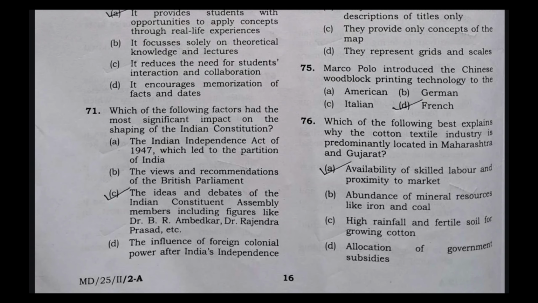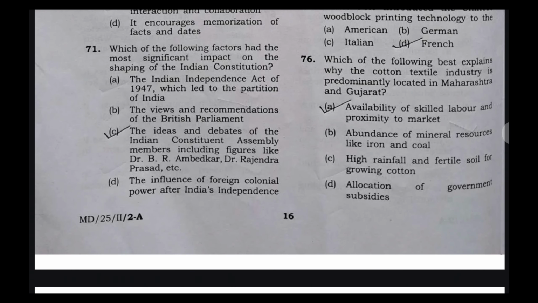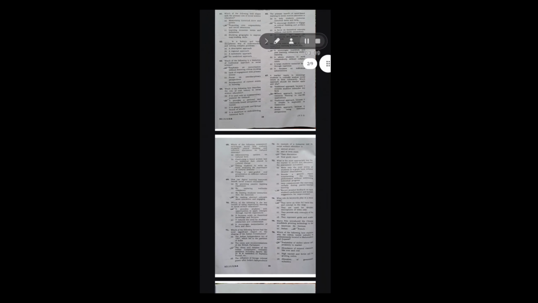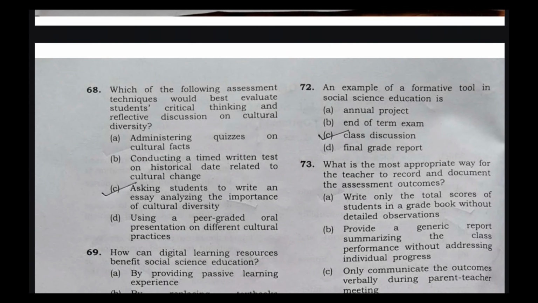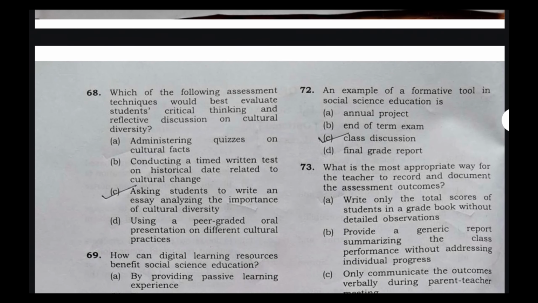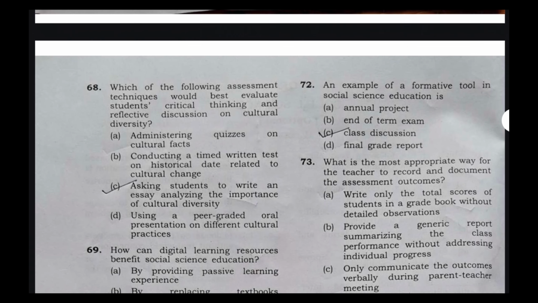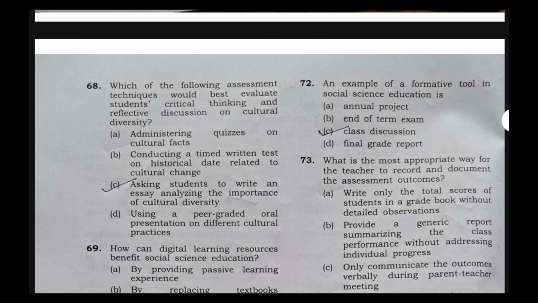71. Which of the following factors had the most significant impact on the shaping of the Indian Constitution? So the answer is option C. The ideas and debates of the Indian leaders, Dr. Rajendra Prasad, etc. Next is 72. An example of a formative tool in social science education is, the answer is option C, class discussion.